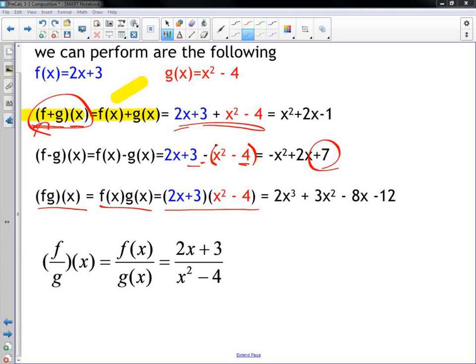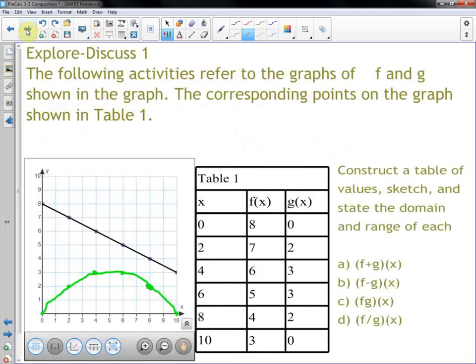All right. Our first thing we're going to talk about is what it looks like when we start putting graphs together. So let's first talk about what f plus g of x is going to look like, and we'll think about this one in red.